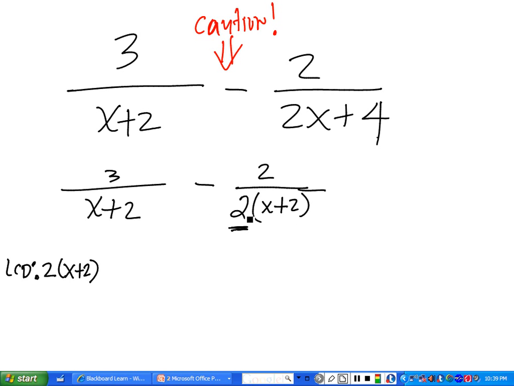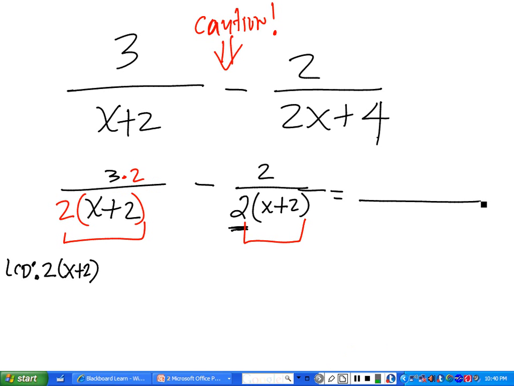If the right side has a 2, I have to make sure I multiply the left side by 2 as well. So I only need to multiply this side by 2. I'm going to put it in the front; it doesn't matter if you put it in the front or the back, as long as I have a 2 in the numerator and a 2 in the denominator. Now, are my denominators the same? Yes. So we can proceed by combining and simplifying the numerator.